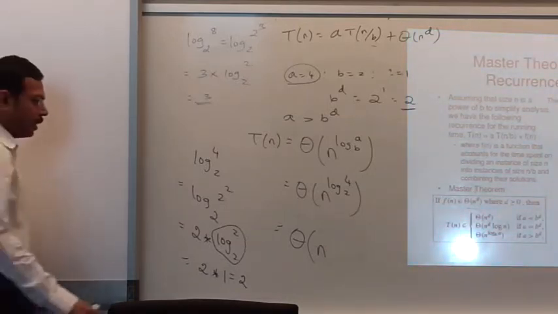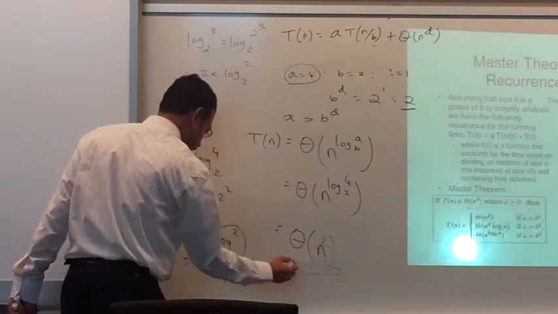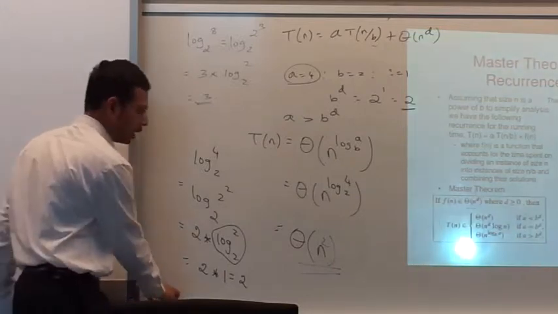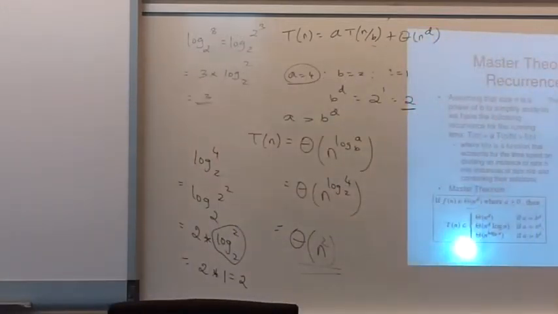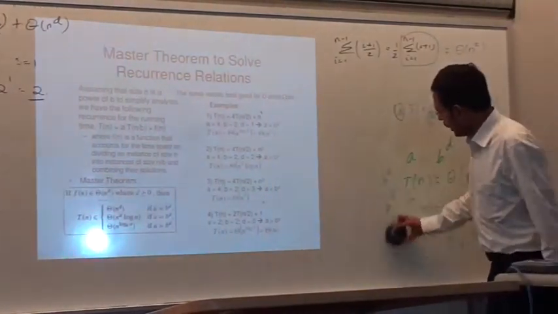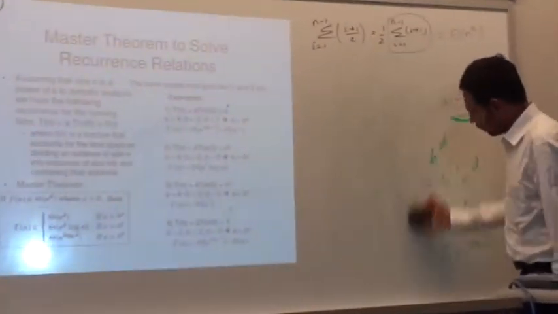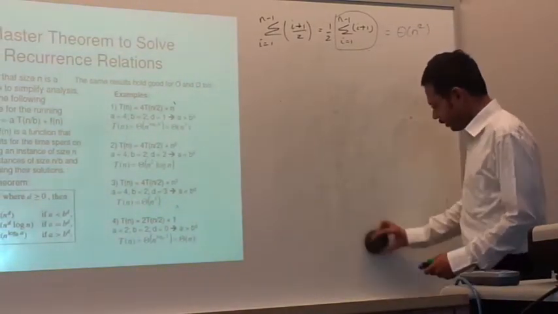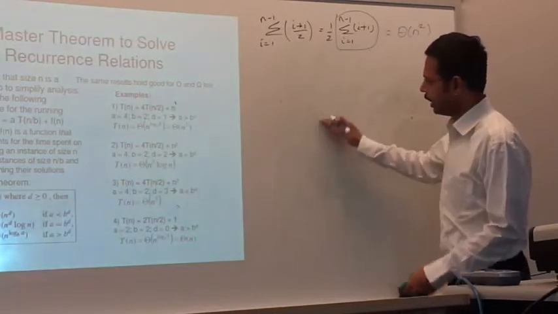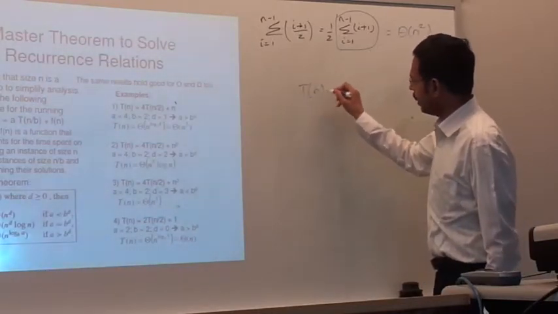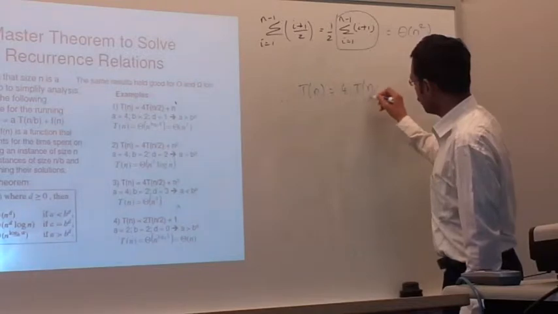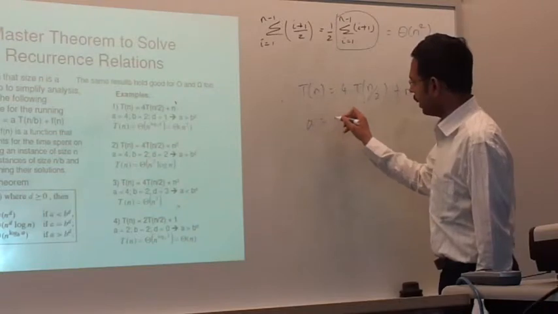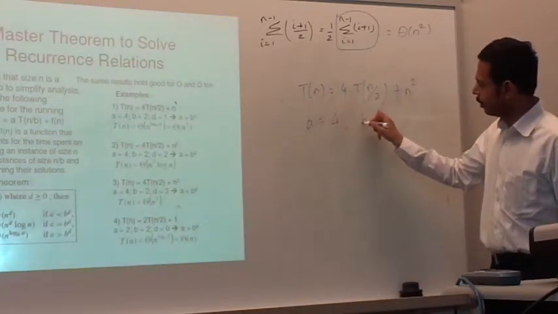Okay, so we have now theta of n squared. Right? So let's do step by step. Let's do the second one. What are your a, b, d for the second? T of n is 4 T of n over 2 plus n squared. A is 4, b is 2. So what is a, b, d? A is 4, b is 2, d is 2.